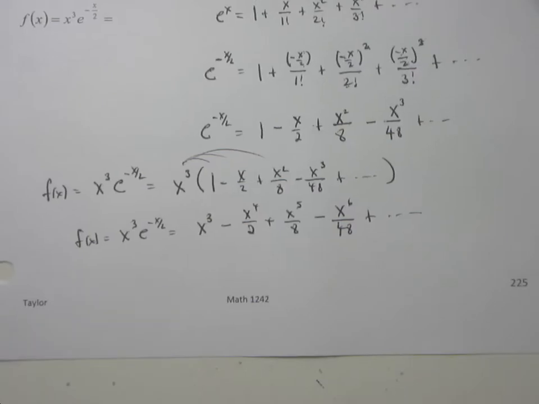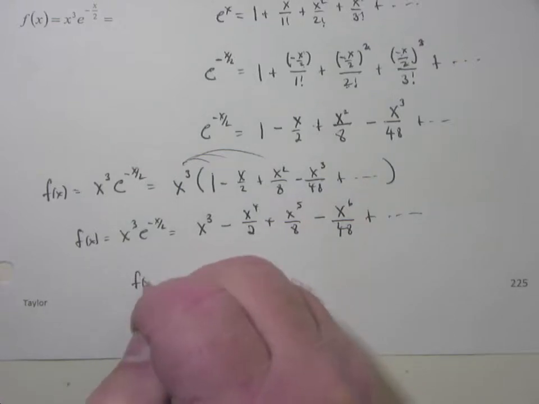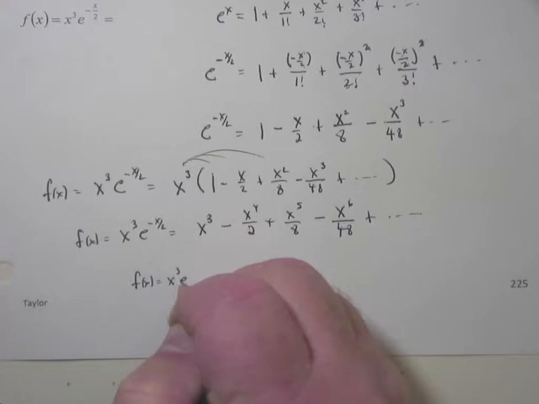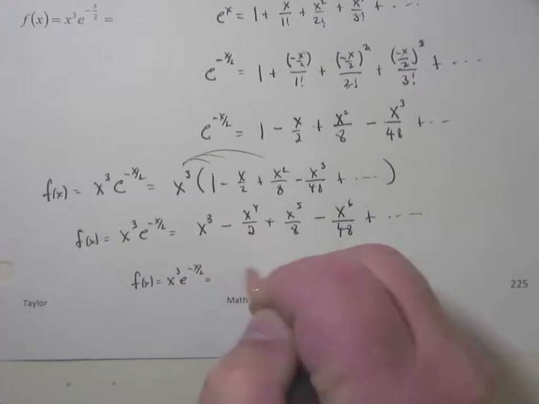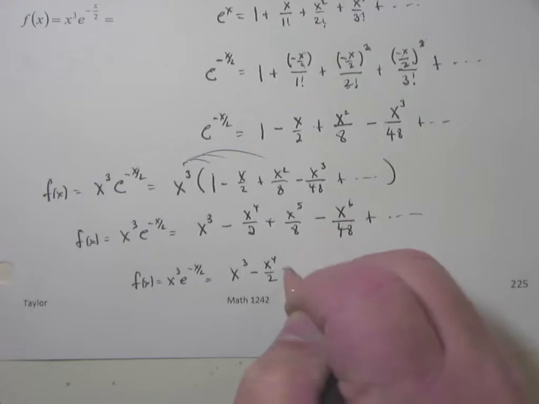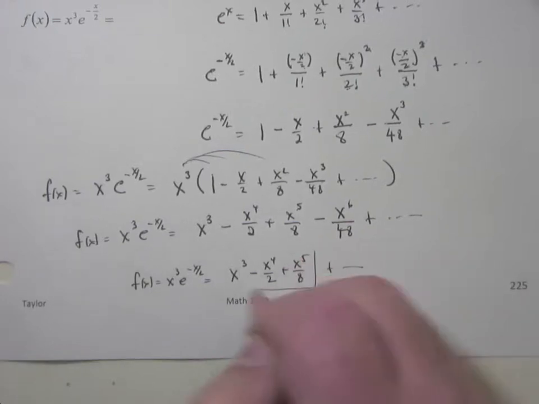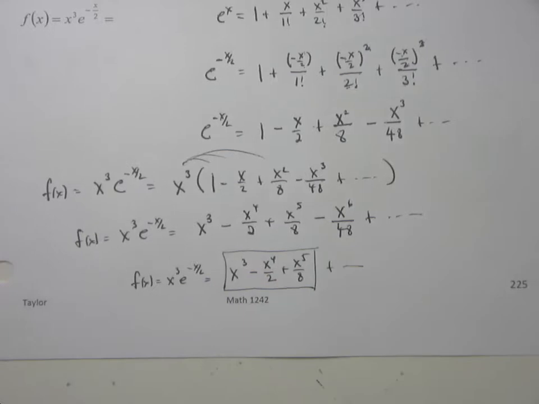And then this is a WeBWorK problem, so again, they ask you for the first three non-zero terms. So for the WeBWorK answer, f of x, which is equal to x cubed times e to the negative x over 2, is equal to x cubed minus x to the fourth over 2 plus x to the fifth over 8. And that's what you're supposed to type into the WeBWorK.